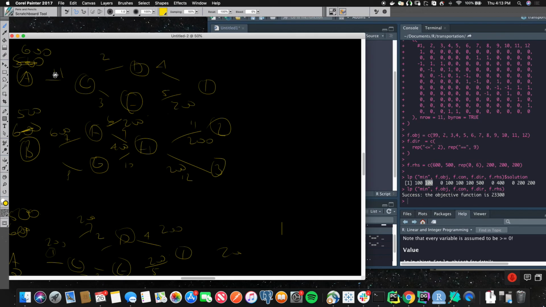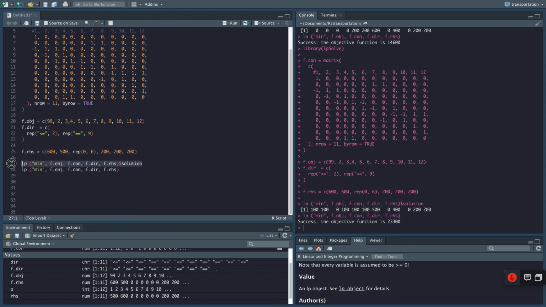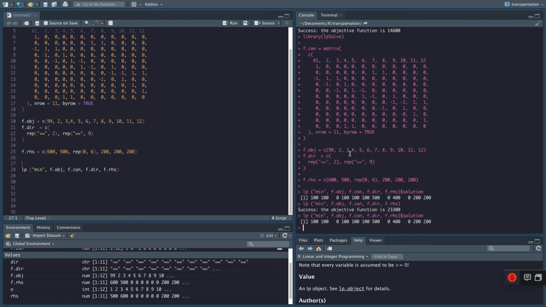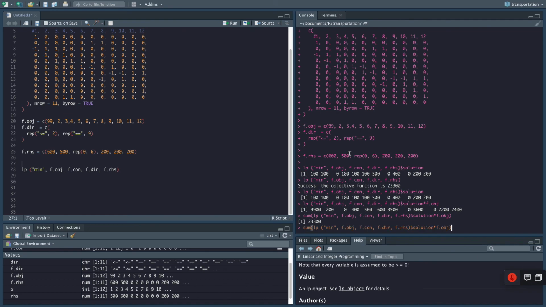What are some other things we could think about? I don't know. I'm going to call that good. But looking at lpSolve, just real quick, our solution is here. And so what you would do, if you wanted to look at the total cost for the solution to this LP, it's as easy as this times your objective function, or you could just do this.